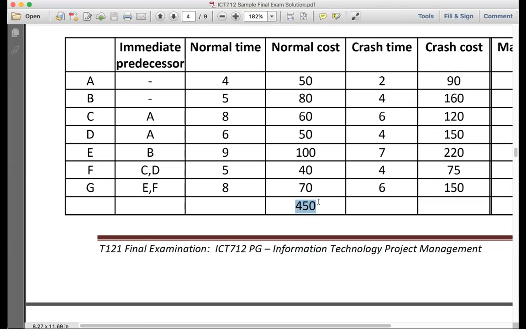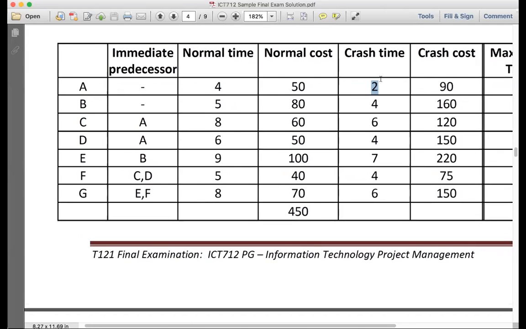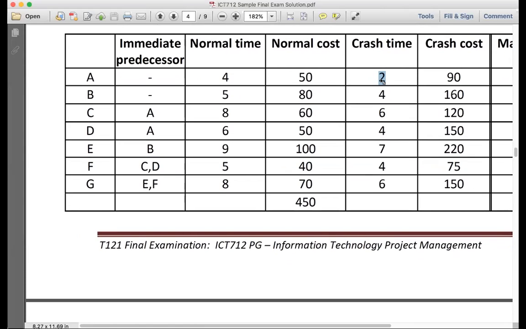Okay. Now let me ask you a question, guys. The normal time is 4 days. The crash time is 2 days. So what's the maximum crash period? How many days can I crash it? What's the maximum crash time? 2, sir.